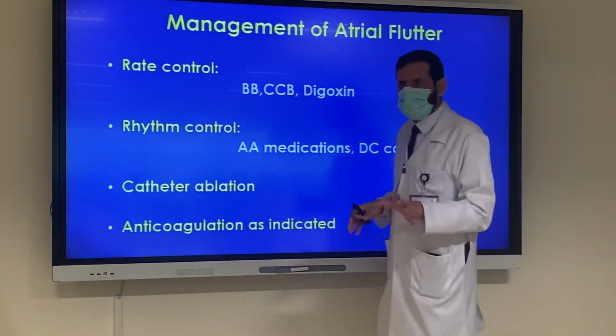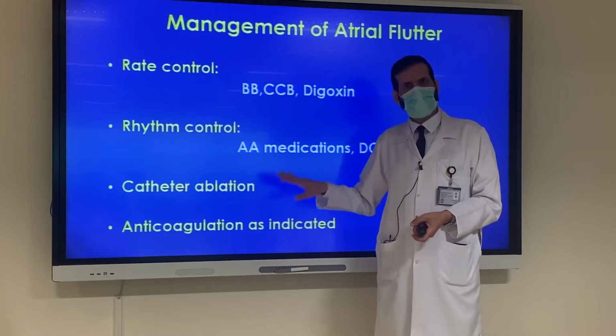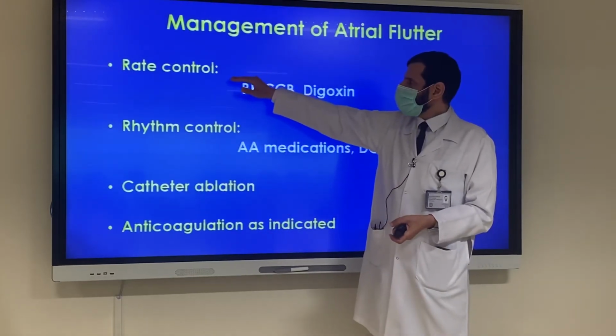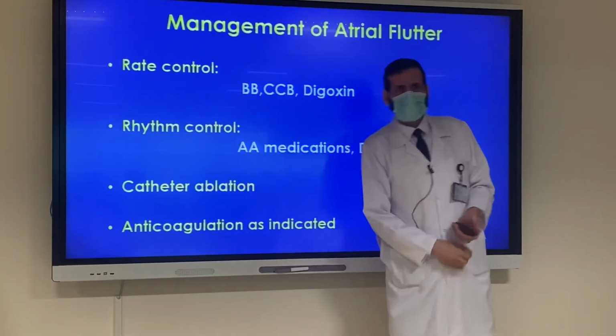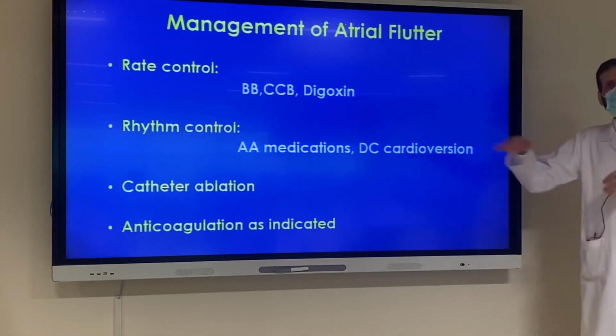Management is the same as atrial fibrillation. Think about anticoagulation as indicated based on the patient's risk. You may just rate control the patient or rhythm control the patient. And sometimes we actually move from one strategy to another. So we just try rate control, the patient is symptomatic, not improving, we go for rhythm control.